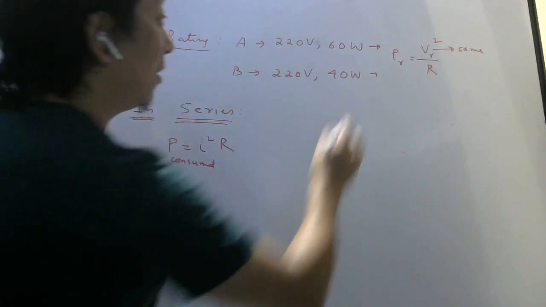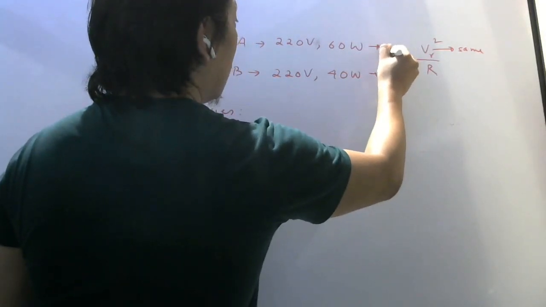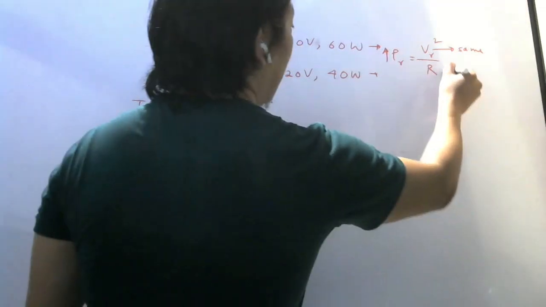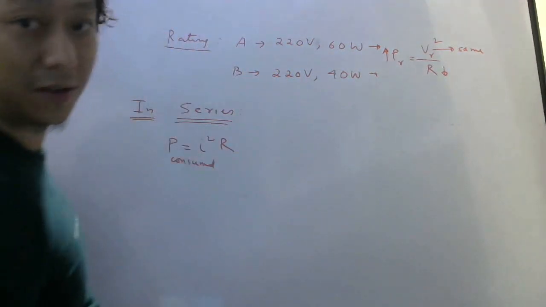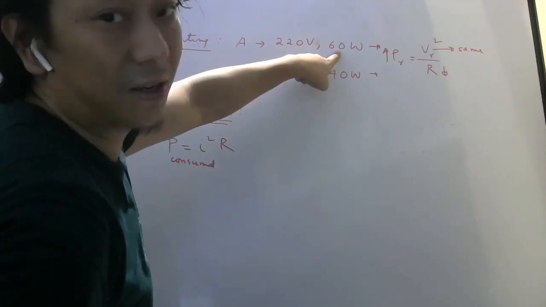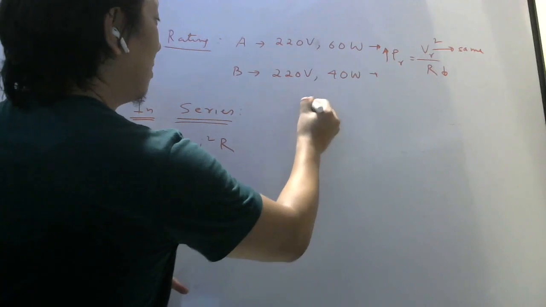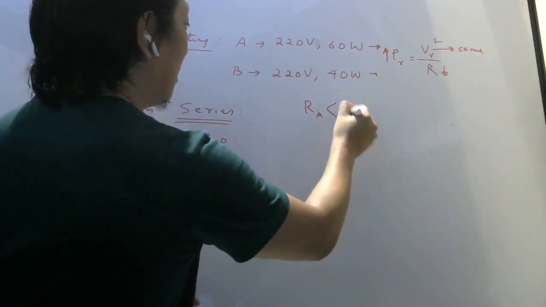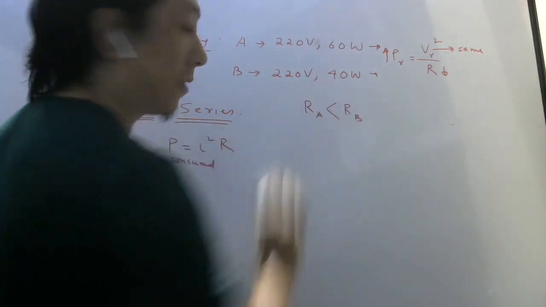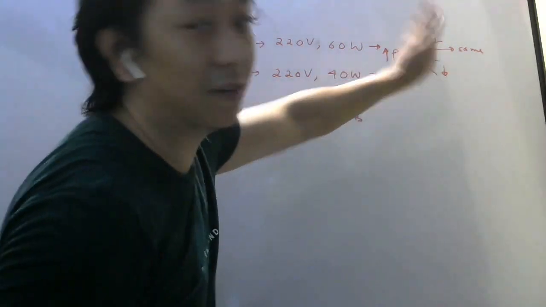Even if they don't tell, it has to be assumed same. So whichever has more rated power will have less resistance. Understood? So here, which has more rated power? This has more rated power, so this will have less resistance. So resistance of A will be less than resistance of B. That we have to decide from the rated power and the rated voltage.